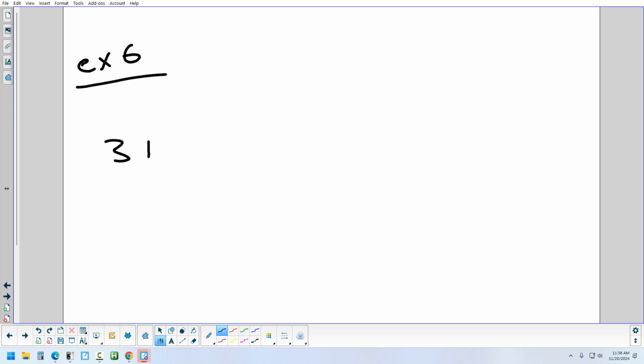Let's do 3 plus 4 times the square root of x minus 9 equals, let's say, negative 21. Yeah, that'll come out nice. Okay. Is the square root by itself? No. So we need to fix that.